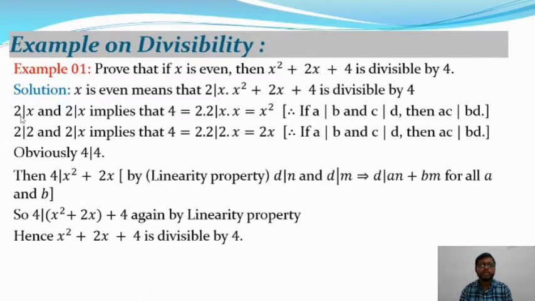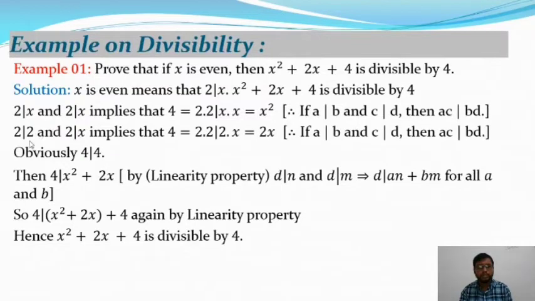We know that 2 divides x and 2 divides x, and this implies 2 times 2 divides x times x. This is one of the properties of divisibility: if a divides b and c divides d, this implies ac divides bd. Applying this property, 2 times 2, that is 4, divides x times x, that means x square. So 4 divides x square.